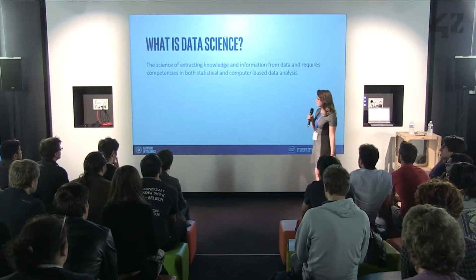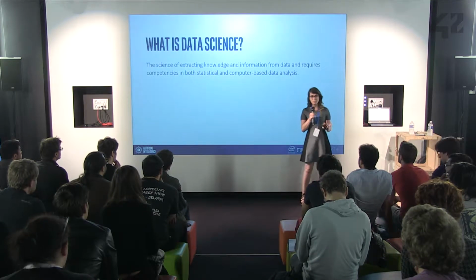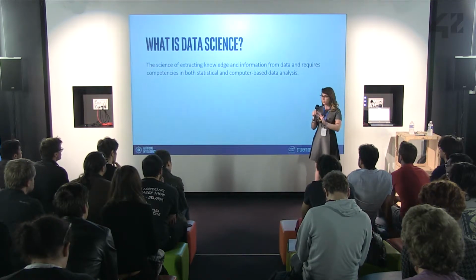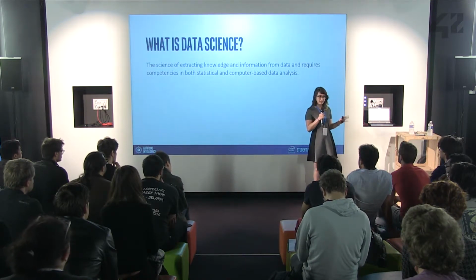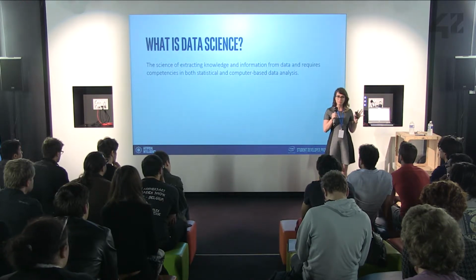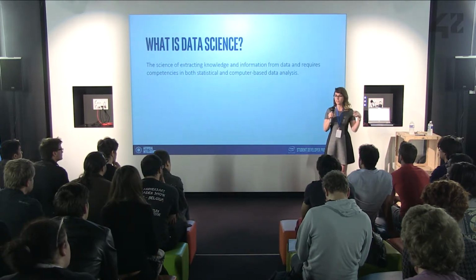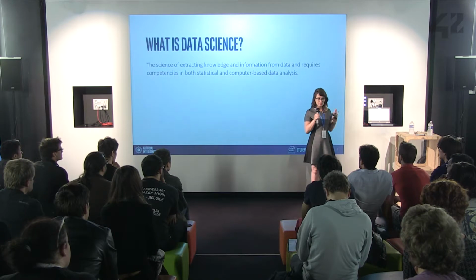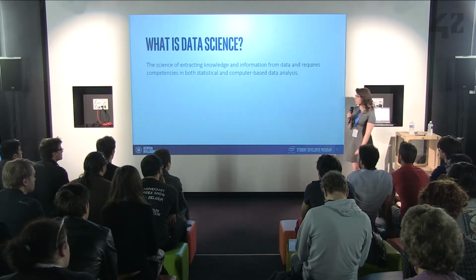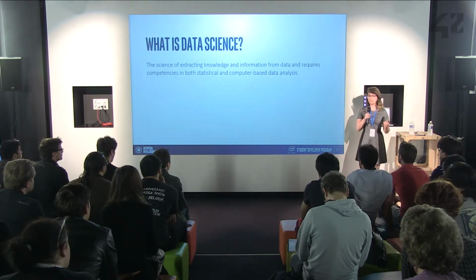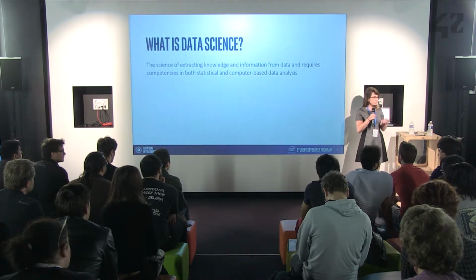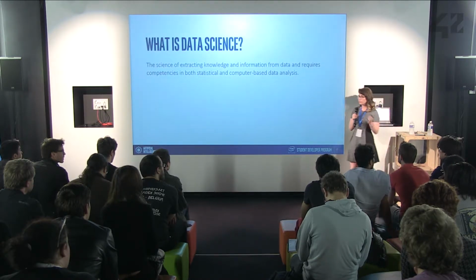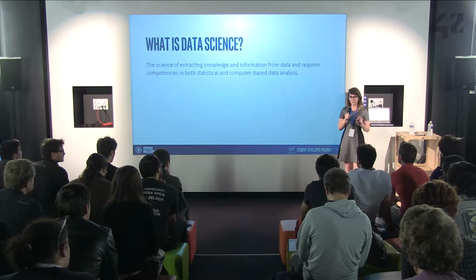So what is data science? Data science is basically the science of extracting information from a lot of data and treating it with some techniques that allow you to have some useful information from the data. So that's basically it. It is very used now because we have so much data nowadays with the internet and with IoT.